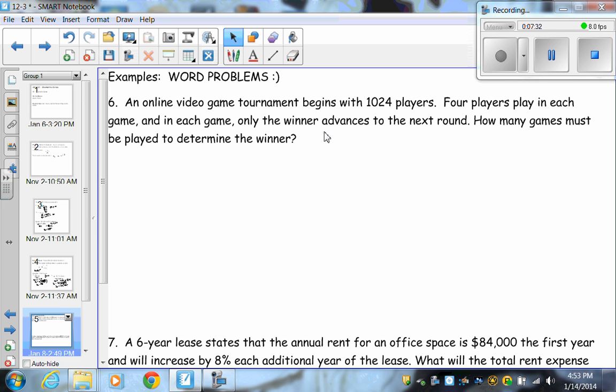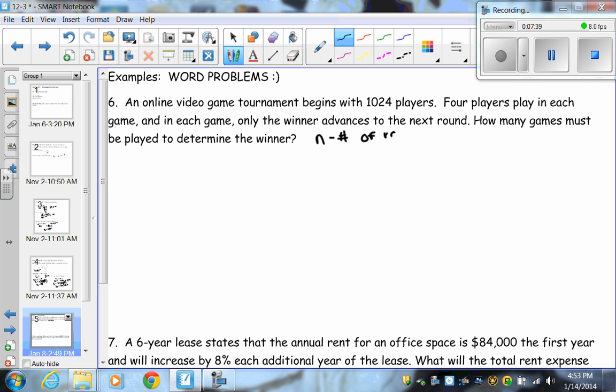Okay, so the first thing I'm going to do is make note that I'm going to let n be the number of rounds. Well, if I start with 1,024 players and it tells me that there's 4 in each game, that means the first round would have 1,024 divided by 4, which would be 256 games going on.